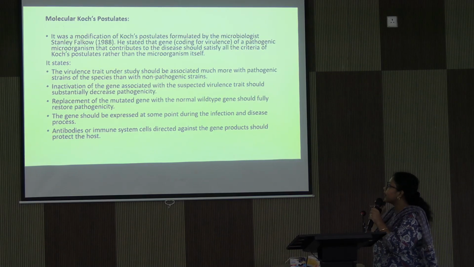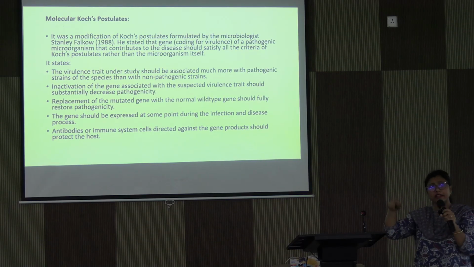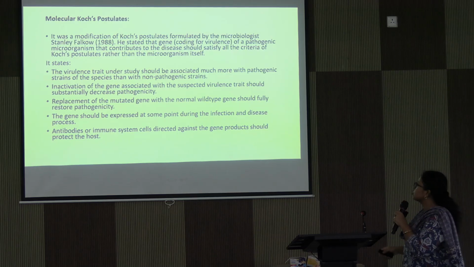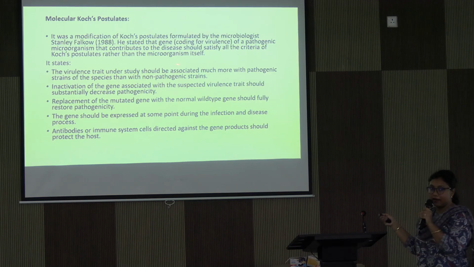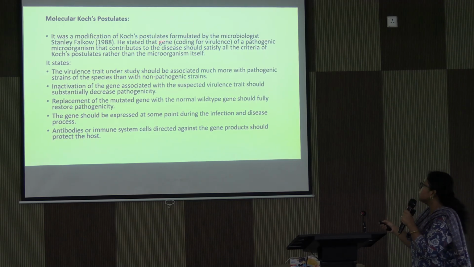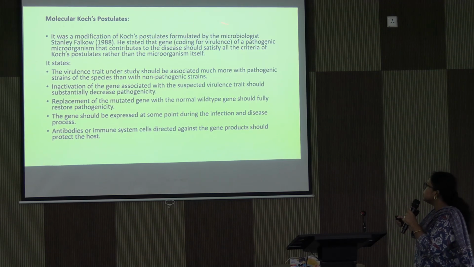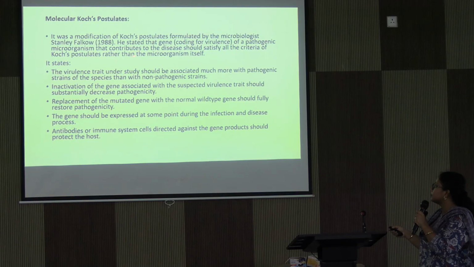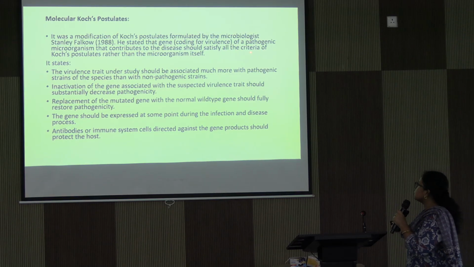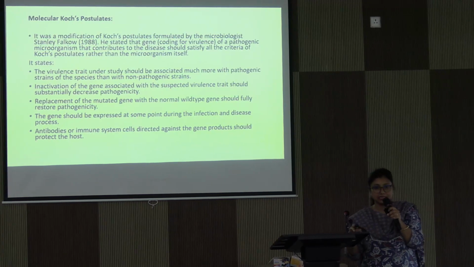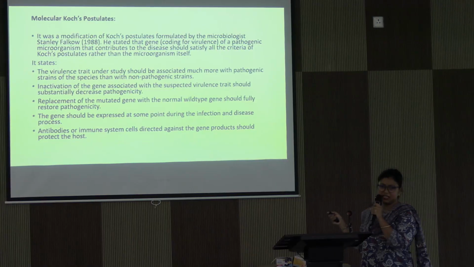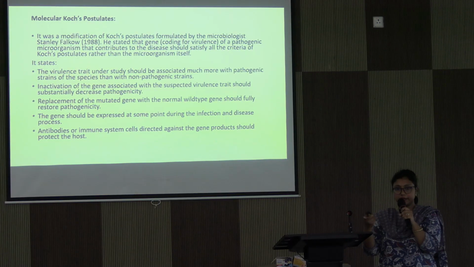If you can write, there is one molecular Koch's postulate also. So this was a modification. At least this part, if you can write, all this you won't have to. So it states that the gene of a pathogenic microorganism that contributes to the disease should satisfy all the criteria of Koch's postulates rather than the microorganism itself. Okay, this part at least. Okay, this is a molecular theory.